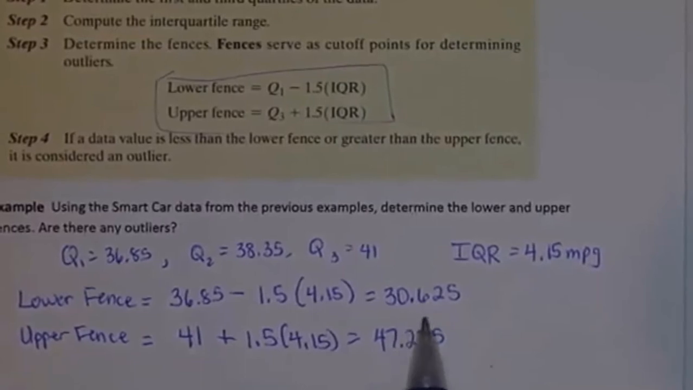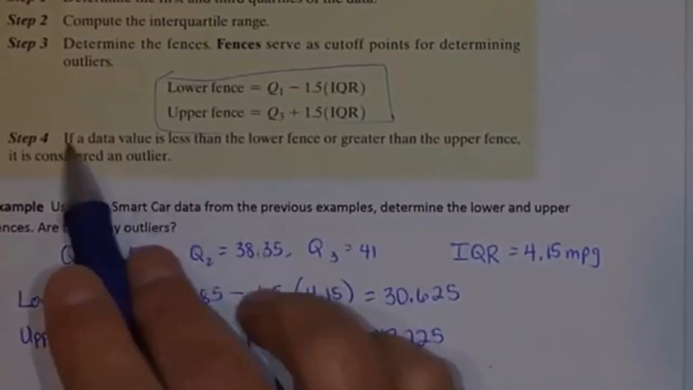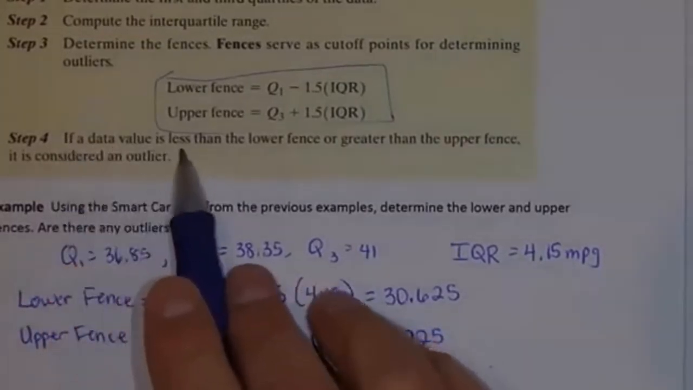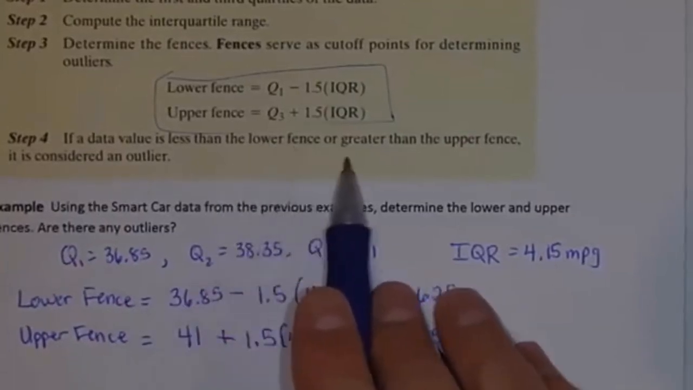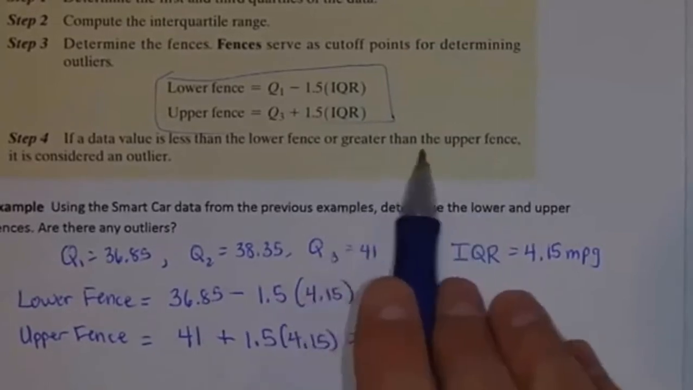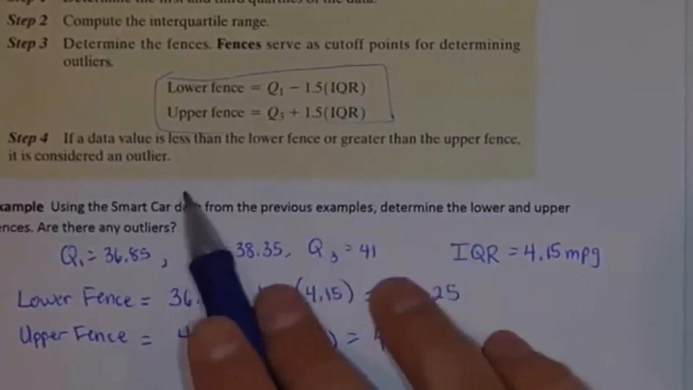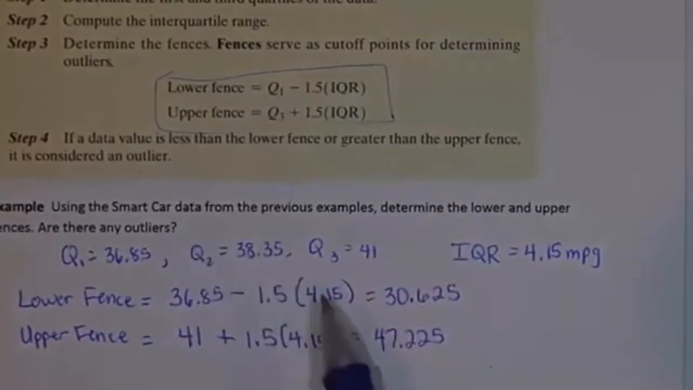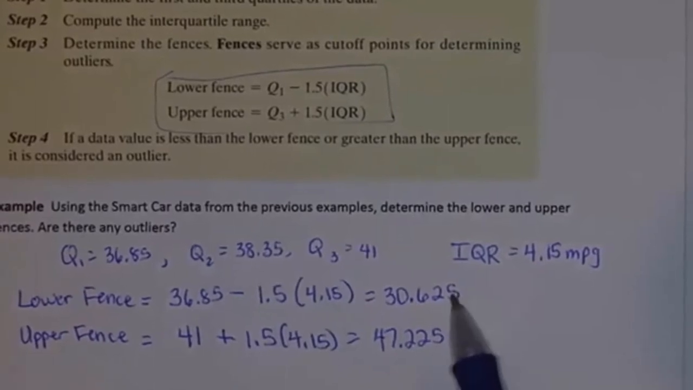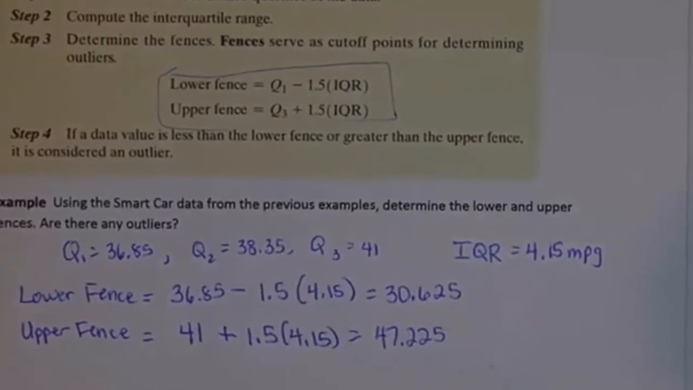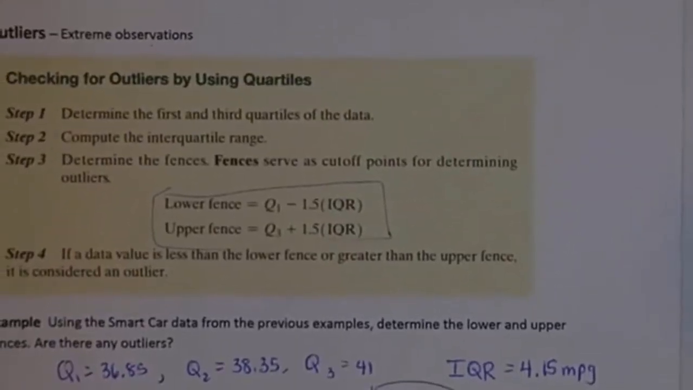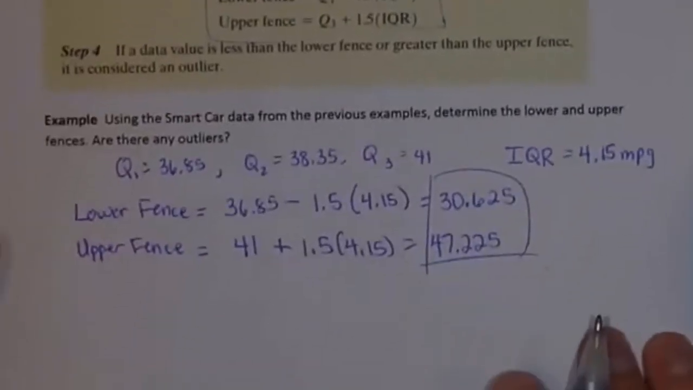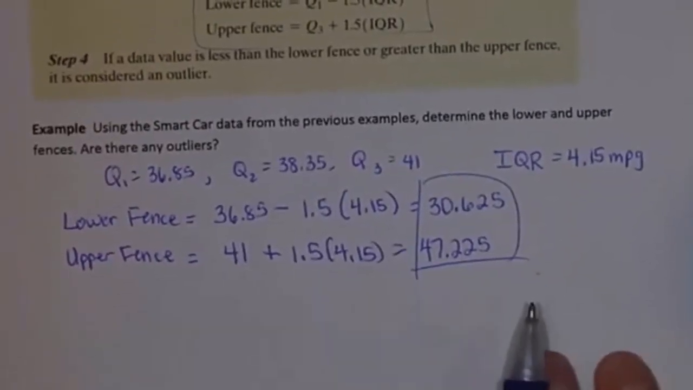If a data value hits the fence, right? This says if a data value is less than the lower fence, it doesn't say anything about equals, right? Or greater than the upper fence, it doesn't say anything about equals. It's considered an outlier. So if a data value equals the fence, it's not an outlier. It's got to be below the lower fence or above the upper fence. So I've calculated my two fences, and now are there any outliers?